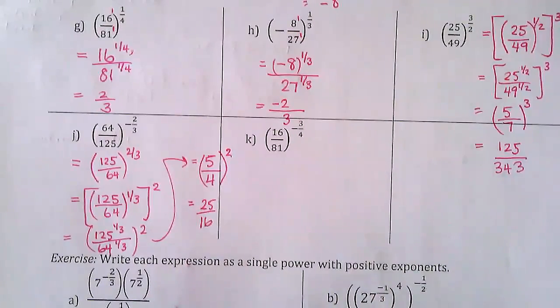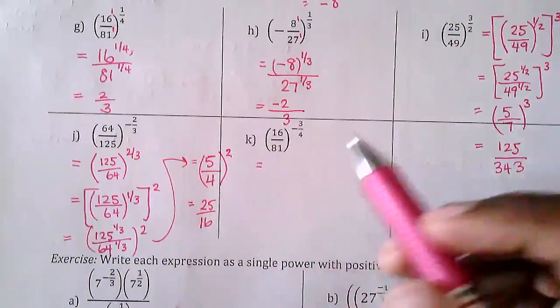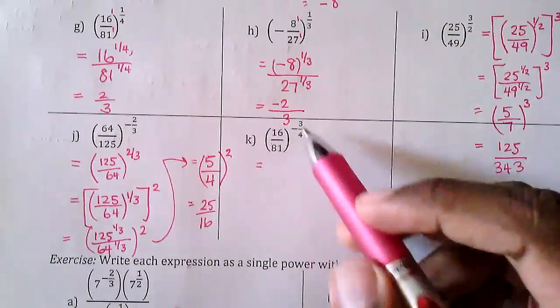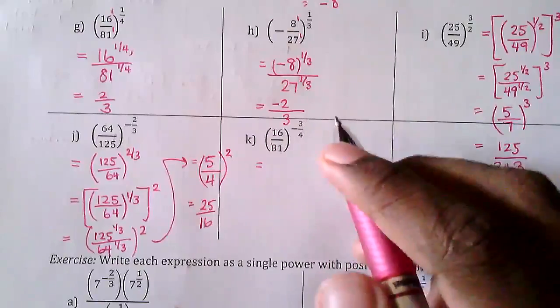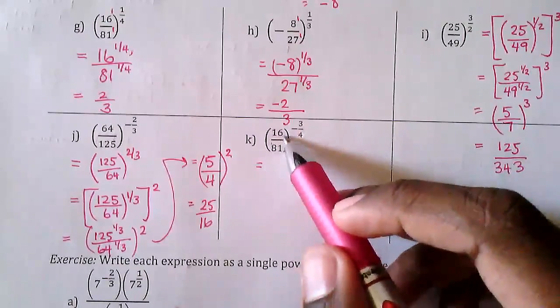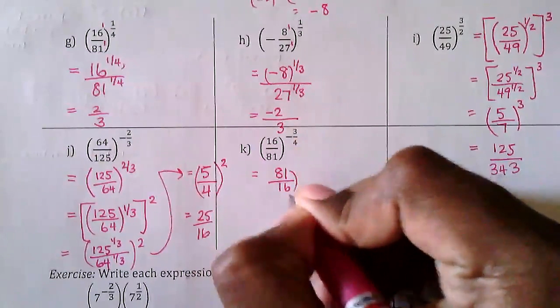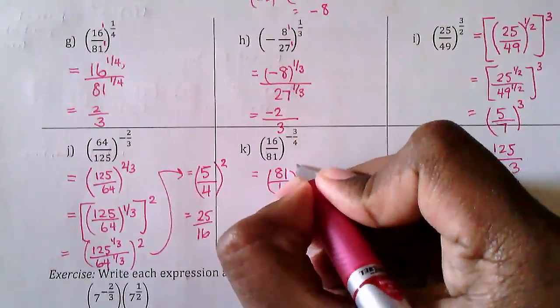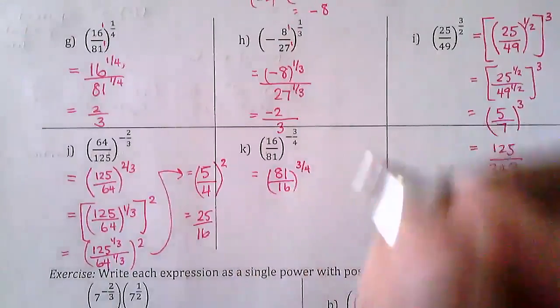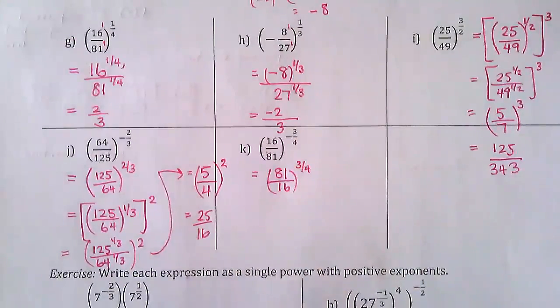We have one last example before we move on to slightly different questions. So here we have 16 over 81 to the power of -3 over 4. Again, we have a fraction to a negative exponent. Let's start with the flip it rule. So we have 81 over 16 to the power of positive 3 over 4.